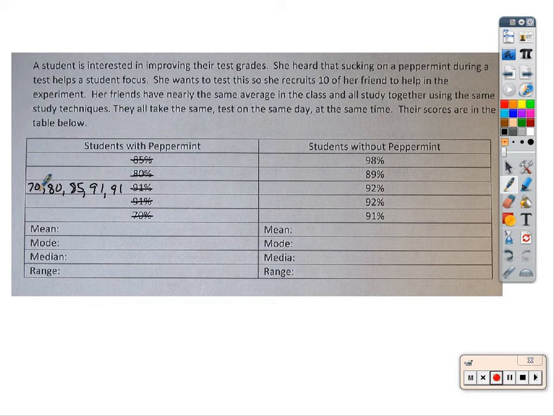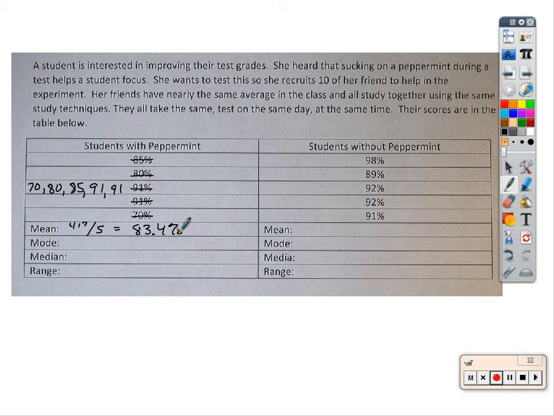First I'm going to find the mean. Mean is the average. We're going to add all the values together, so 70 plus 80 plus 85 plus 91 plus 91. That equals 417. Then I'm going to divide it by the number of data points. I had 5 data points here. That'll give me my mean or average, unrounded. That's 83.4%.